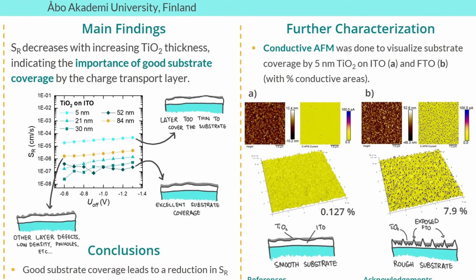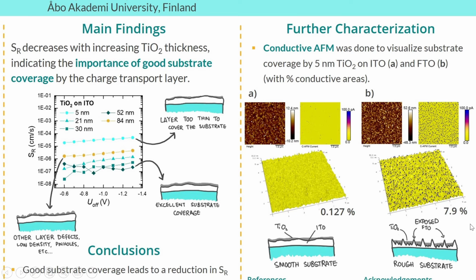Further, we tried visualizing the conductive substrates using conductive AFM. Here, ITO and FTO have been covered with a very thin titania layer. As FTO is much rougher, the titania layer tends to fill in the valleys in the substrate first, leaving the tips exposed, and we see conduction through these.